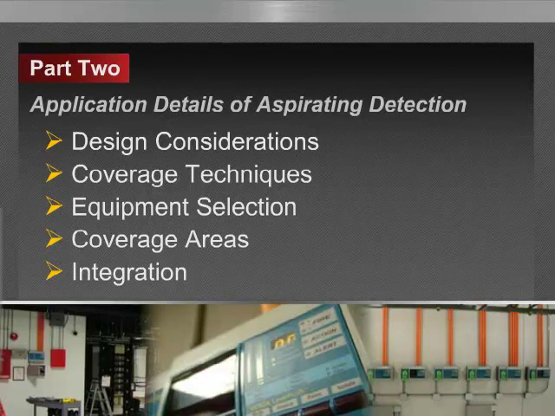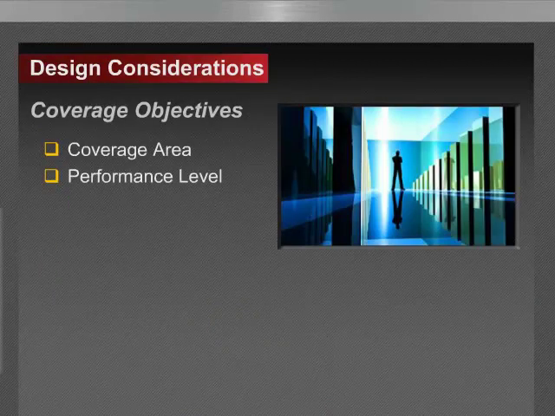So before designing a system, consideration must be given to coverage objectives. It's essential to gather information about which areas are to be protected and a level of performance for each area. This requires that we understand both fire risks and significance each area serves so that we can determine what level of protection is required in terms of density and sensitivity of detection points, or in our case, sampling holes, to achieve the desired response.